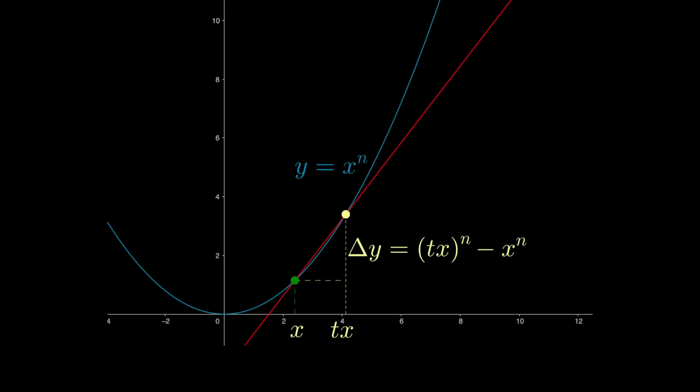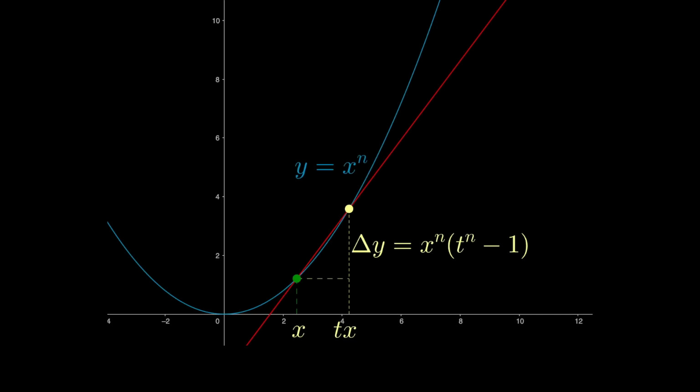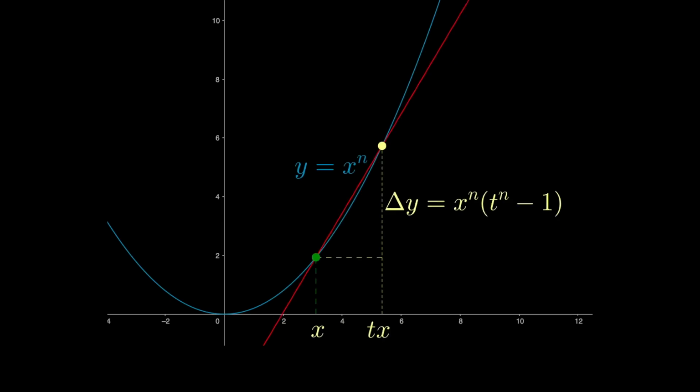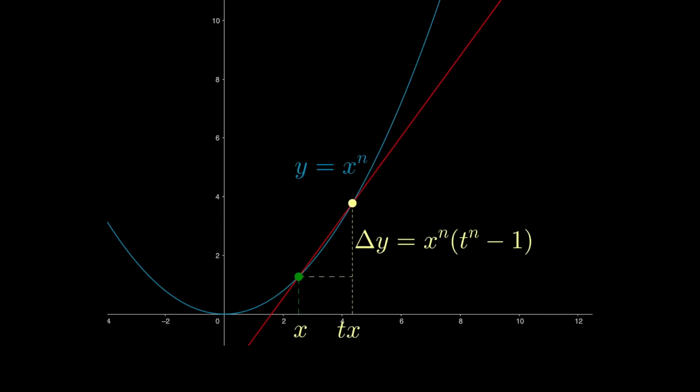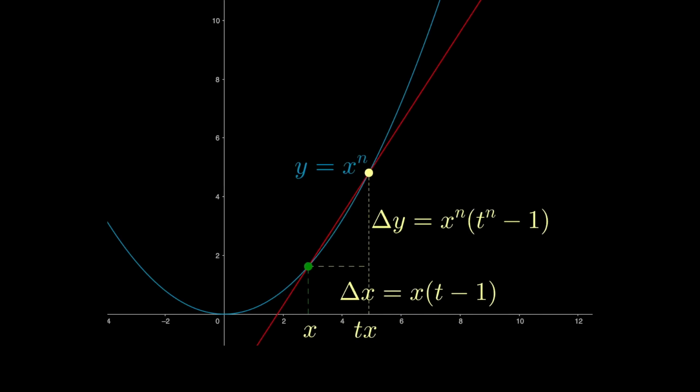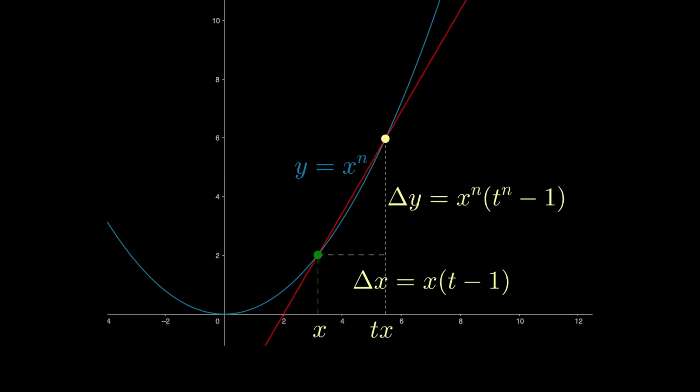But we can factor out that x to the n and get x to the n times t to the n minus 1. We see that delta y is always proportional to the original function x to the n. As I move x around, we can see delta y respond accordingly. The horizontal distance between these 2 points, delta x, is tx minus x, but we can factor out the x there as well, so that delta x equals x times t minus 1.